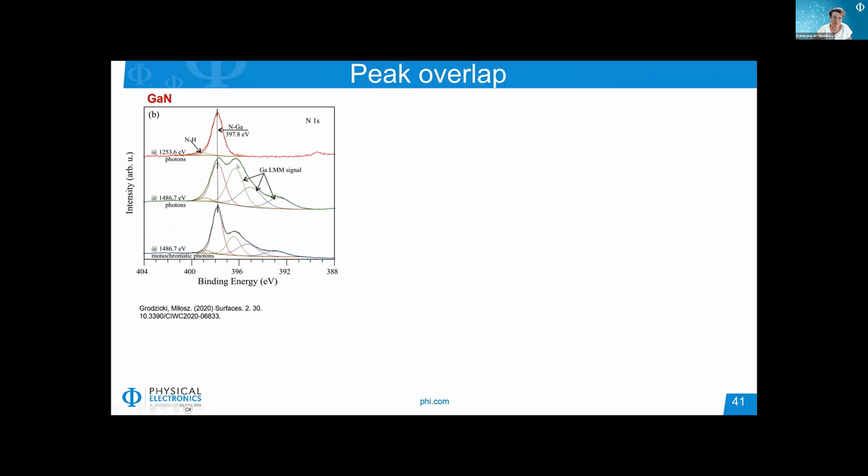As you can see in this paper, there are 3 peaks that have been used to curve fit the nitrogen 1s region, and they come from the gallium signal. So how do you do that? You need to do references. You need to know what intensity of this gallium Auger transition to include that really comes from the gallium, and that you're not removing some of the signal that belongs to nitrogen 1s.